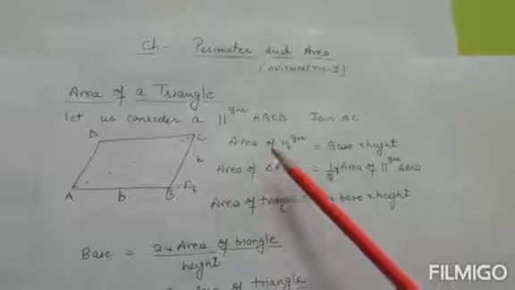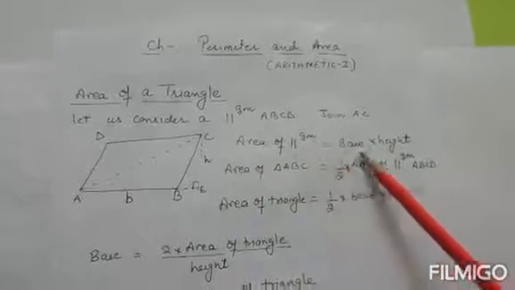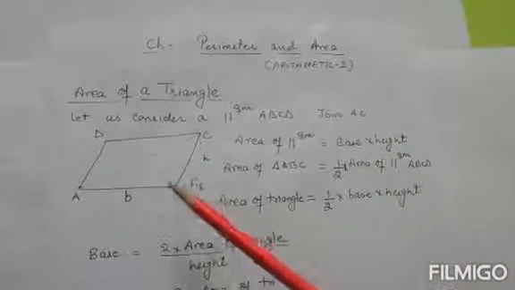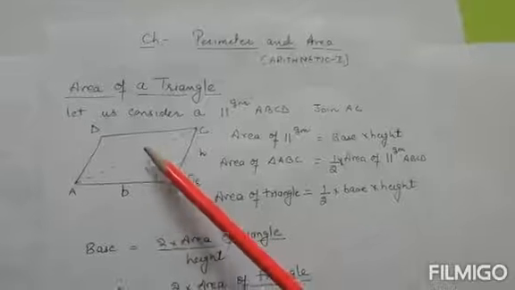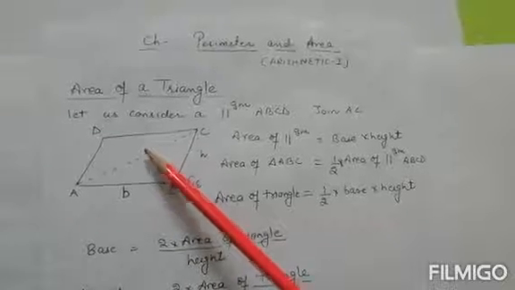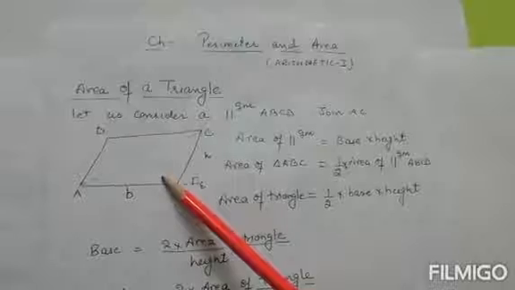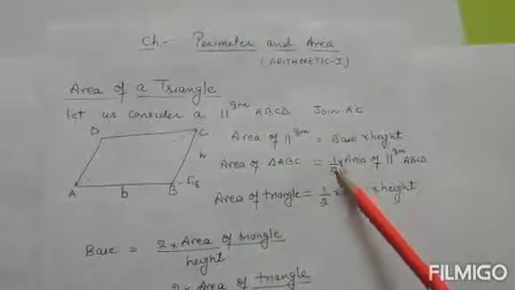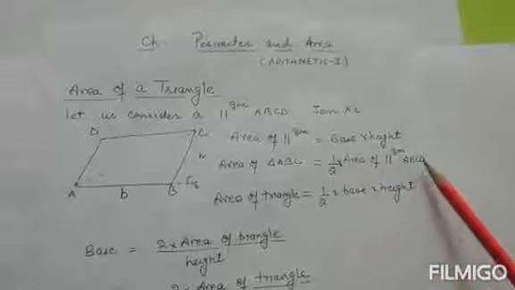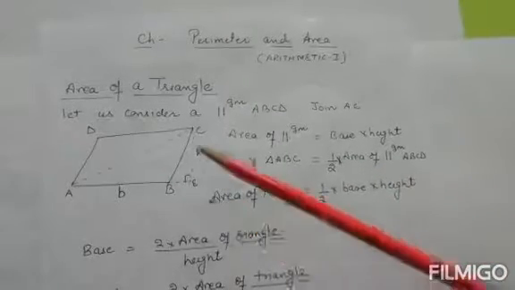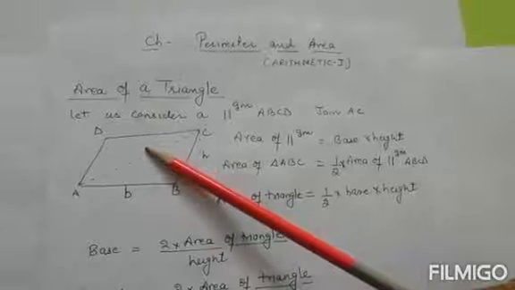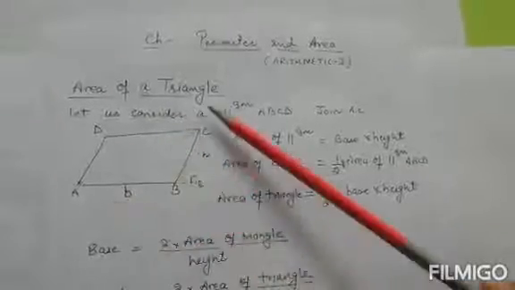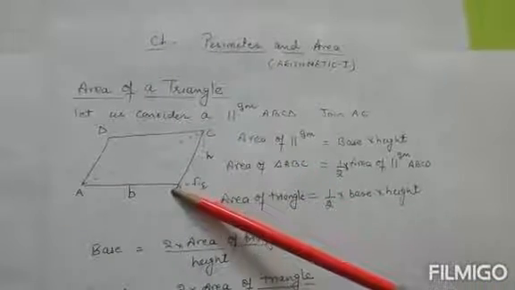We already know the area of a parallelogram is equal to base multiplied by height. And as I've told you, the areas of these two triangles are equal. So I'm picking the triangle ABC. Area of triangle ABC is equal to half of the area of parallelogram ABCD. Why? Because these two triangles are equal in area. So the area of one triangle is half of the area of parallelogram ABCD.